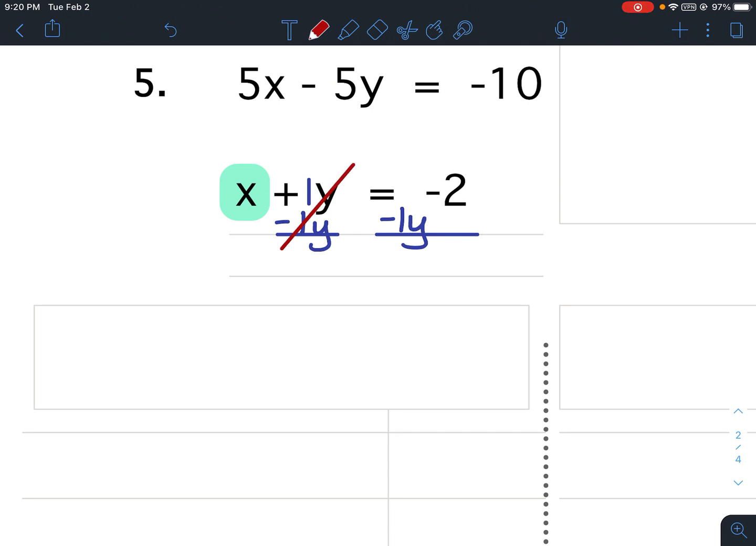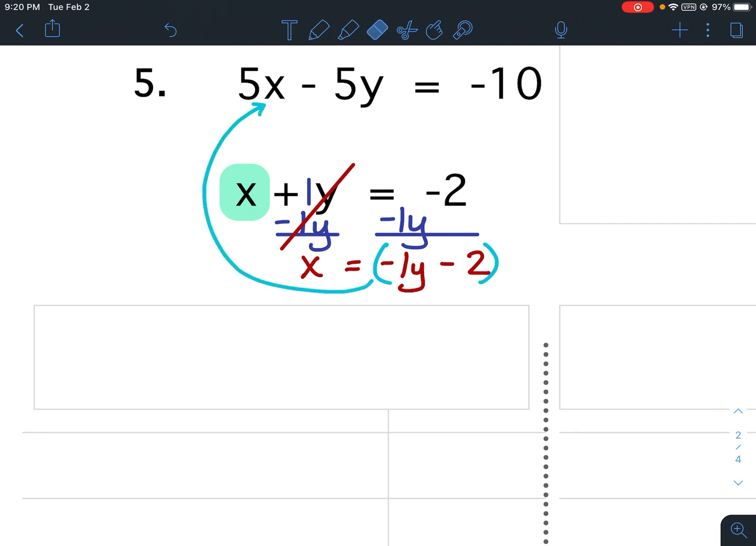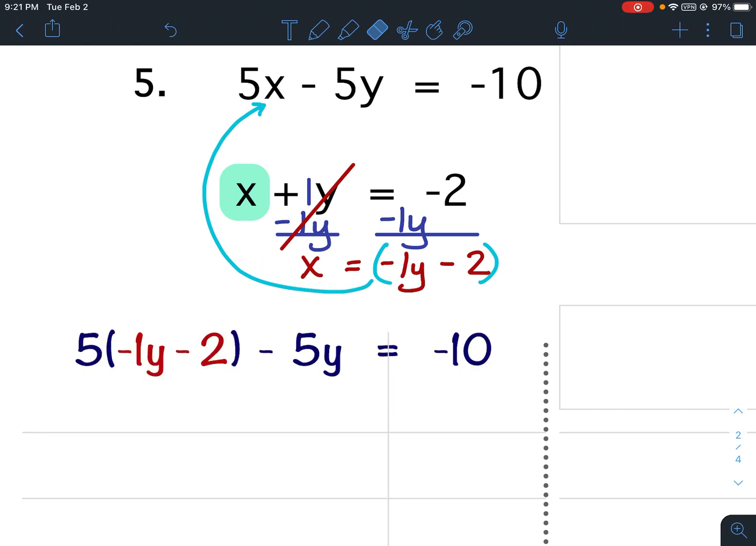The y's would cancel. I'm going to have x equals negative 1y minus 2. Now, I solved for the bottom x, so it goes in for the top x. Solve for the bottom x, and it goes in for the top x. So you'll have 5 times the quantity, negative 1y minus 2, and then minus 5 equals negative 10. Take a moment, get all of that written down.